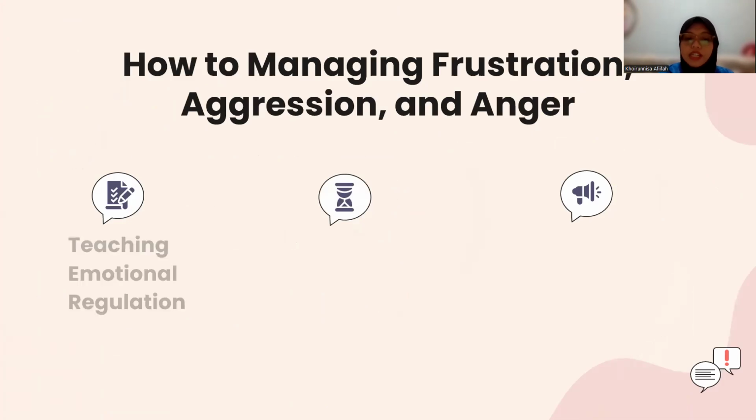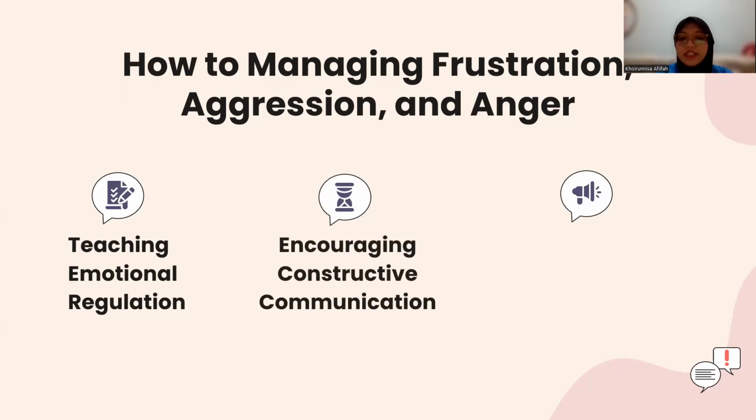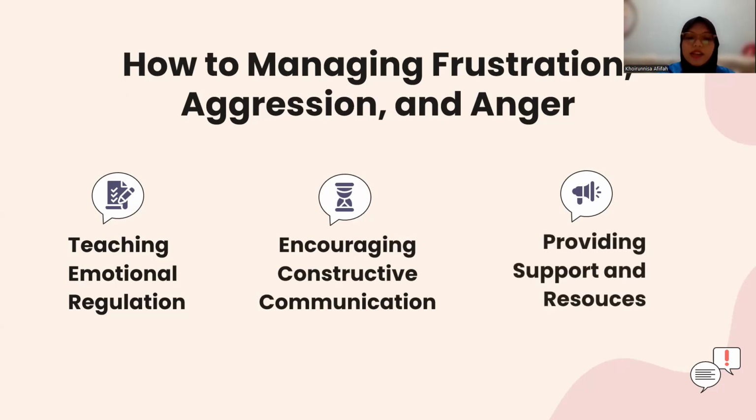The first one is teaching emotional regulation. Teachers can help students manage frustration and anger by teaching them emotional regulation techniques such as deep breathing, visualization, or journaling. And then teachers can encourage students to express their feelings and concerns in a constructive manner, such as through respectful dialogue or written reflection.